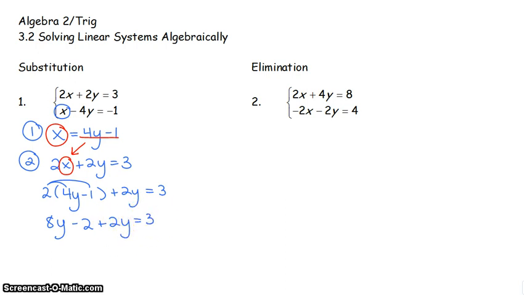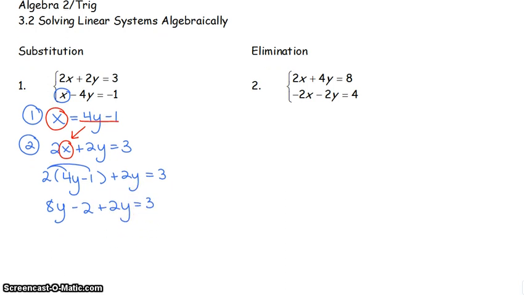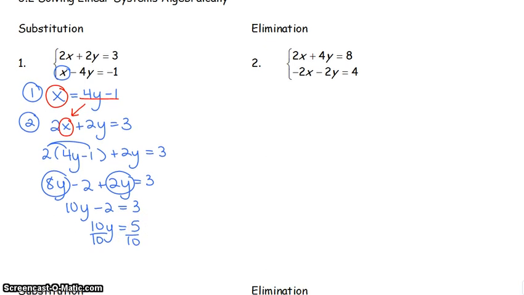By doing that substitution step, we've gotten rid of the x and now we only have one variable. Once we have one variable, we can solve for y. We've got 10y minus 2 is equal to 3. Move your 2 over, we've got 10y is equal to 5. Be very careful when you divide here. We've got y is equal to 1/2, not 2. 5 over 10 is not 2, it's 1/2.